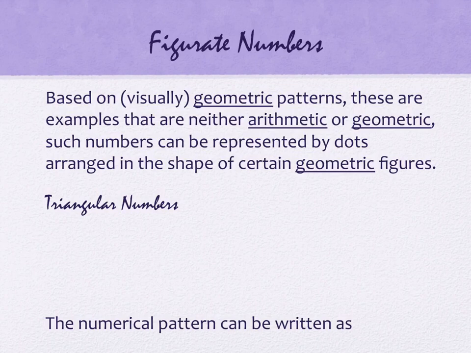So these are based on visually geometric patterns. These examples are neither arithmetic nor geometric, but the numbers can be represented by dots arranged in the shape of certain geometric figures. So I'm going to show you two sets of figure-it numbers. We're going to look at the triangular numbers, and then we'll look at square numbers. So the triangular numbers look something like this. Make sure my dot's big enough.